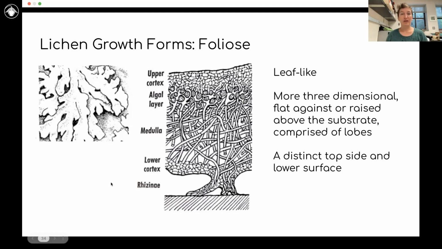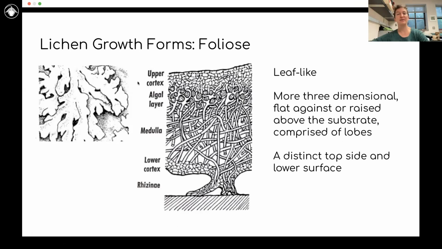And an important thing about the foliose, because they can sometimes be confused with the other 3-dimensional structure that we'll get to, is that foliose lichens have a distinct top side and lower surface. So that's a really important feature, especially when you're going to a key and you're like, I just can't find this thing. It might be a foliose posing as another kind, a more 3-dimensional growth form.